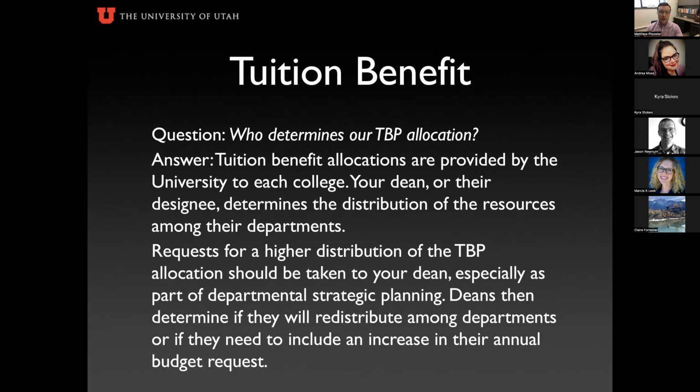And especially if there's a strategic plan in place for increasing your enrollment or whatnot, that's good to be communicated upward to your dean. The dean will then determine if they redistribute the tuition benefit allocation resources among departments. And I do want to say that it is frequent that this is redistributed among different departments throughout the school year. And the dean will then determine, oh, we don't have anything to redistribute for next year, so we need to take this as part of our annual budget cycle request.